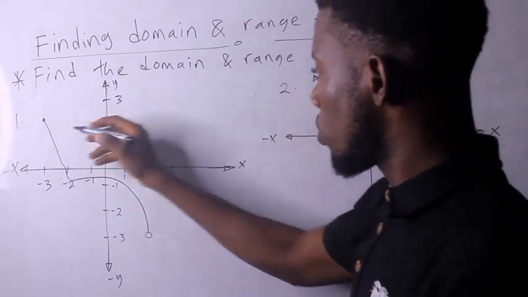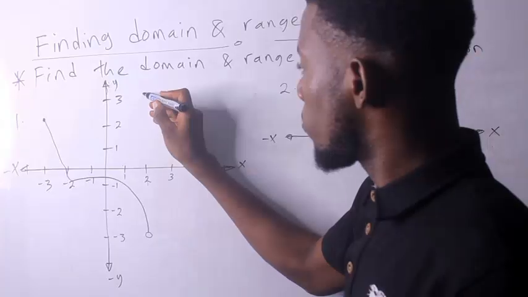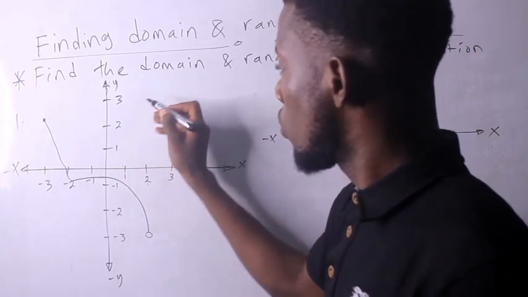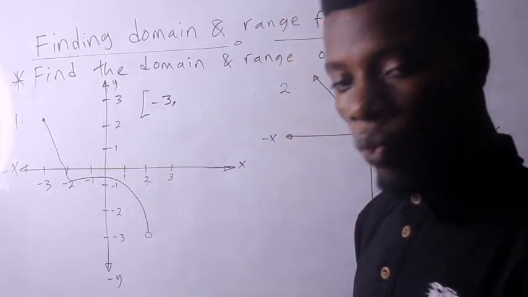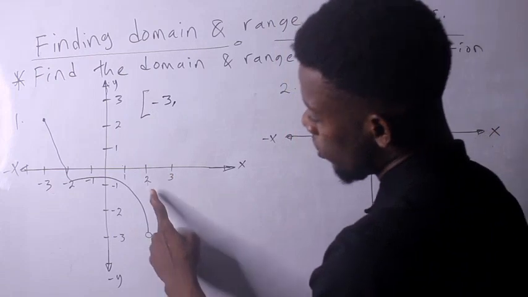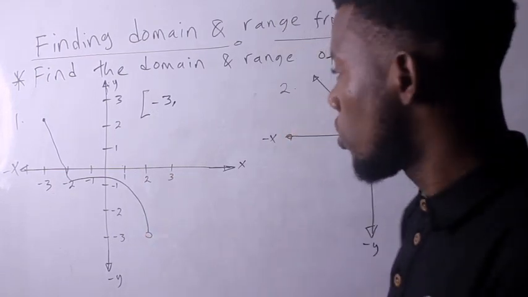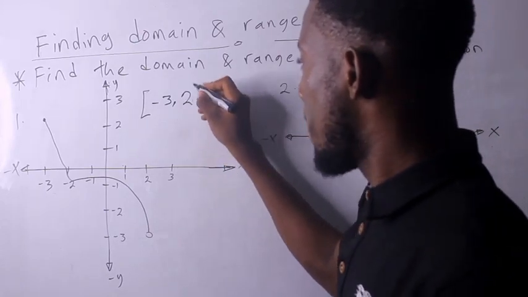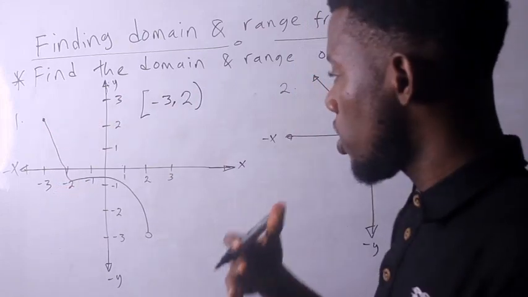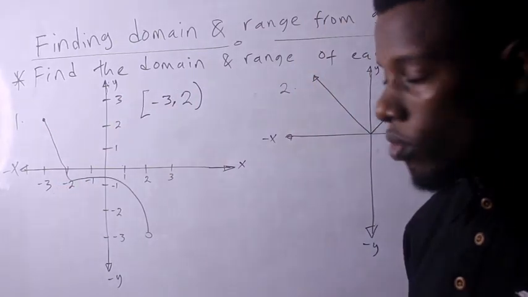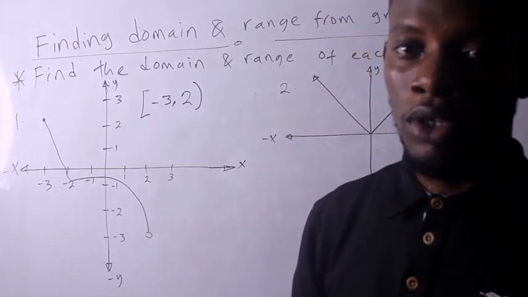So the domain of this function starts from -3 on the x-axis. It starts from -3, but it's inclusive, so I'm going to use a bracket. [-3, and where does the graph end? It ends at 2, but 2 is not included within the graph. So it's [-3, 2), parenthesis closes. And this is the domain of this graph in interval notation. We can also write this in inequality notation, and it is your responsibility to do that.